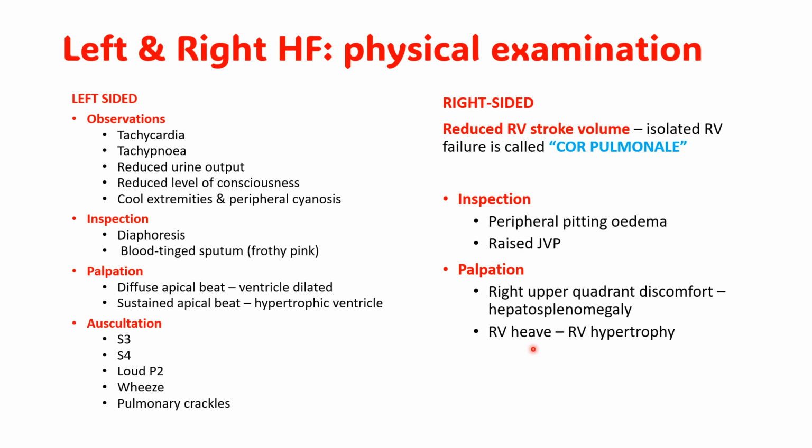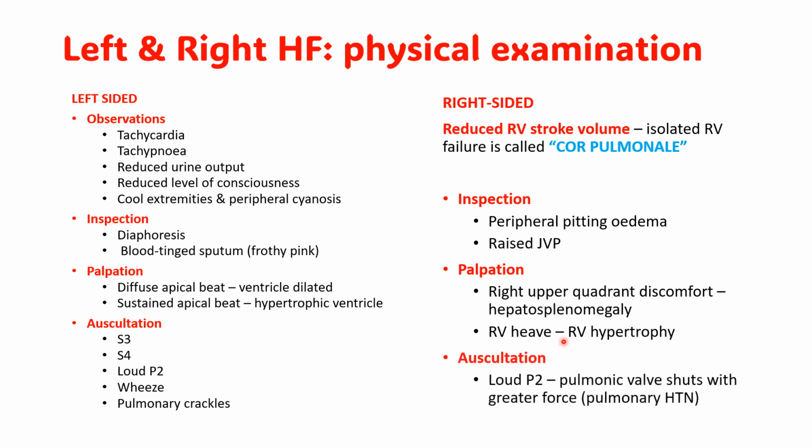You might have a right ventricular heave, which can be felt at the left parasternally when you have enlargement of the right ventricle, and that's due to the underlying hypertrophy. And then on auscultation, you might have a loud P2, and this is just due to the pulmonary hypertension. So the pulmonic valve shuts with greater force. That's why you might hear this, or why P2 might be louder.